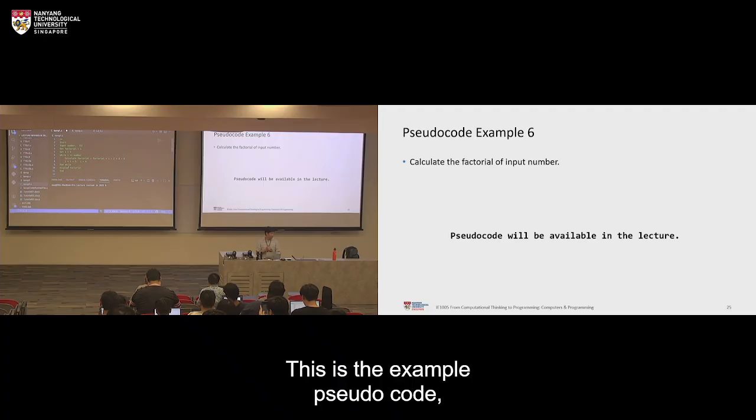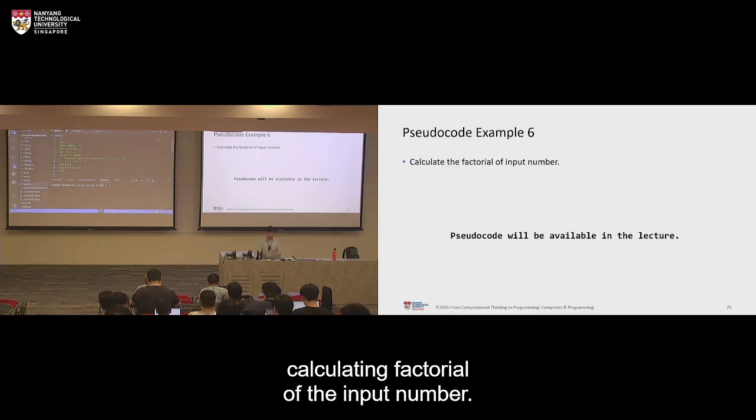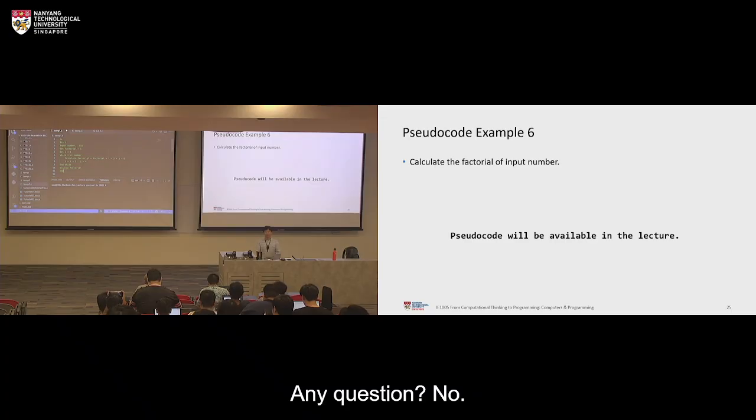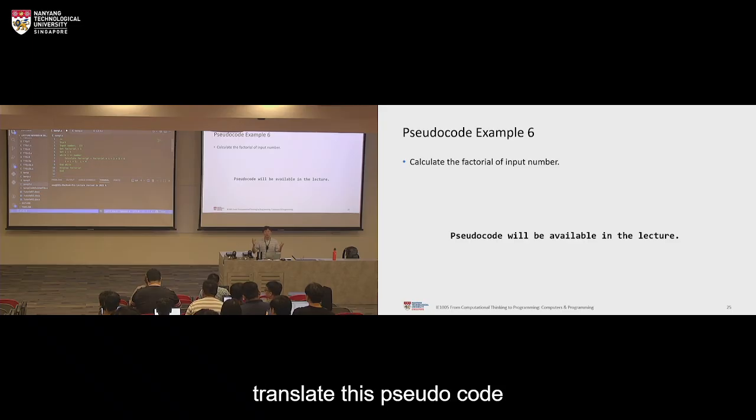So this is the example pseudocode calculating factorial of the input number. Any question? No? So if you have a doubt, you have to ask me right now. So next time, you will translate this pseudocode to the actual C program.